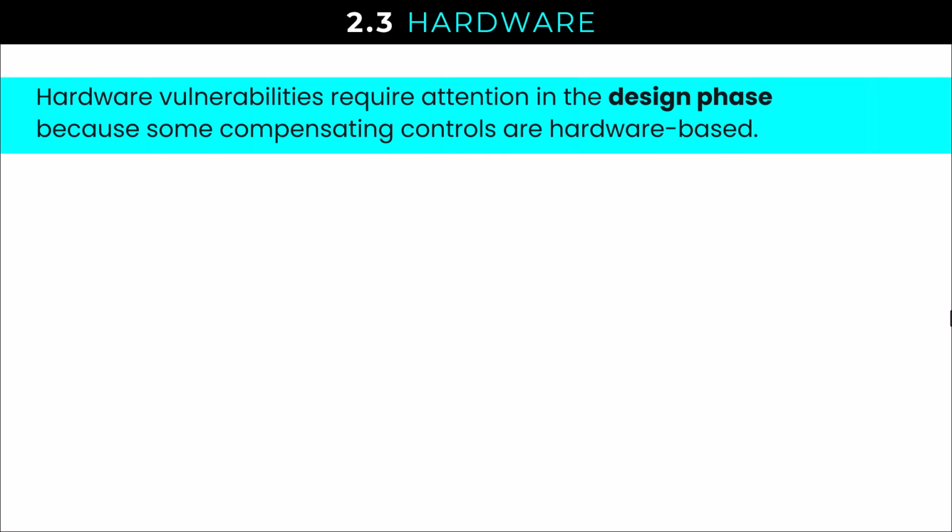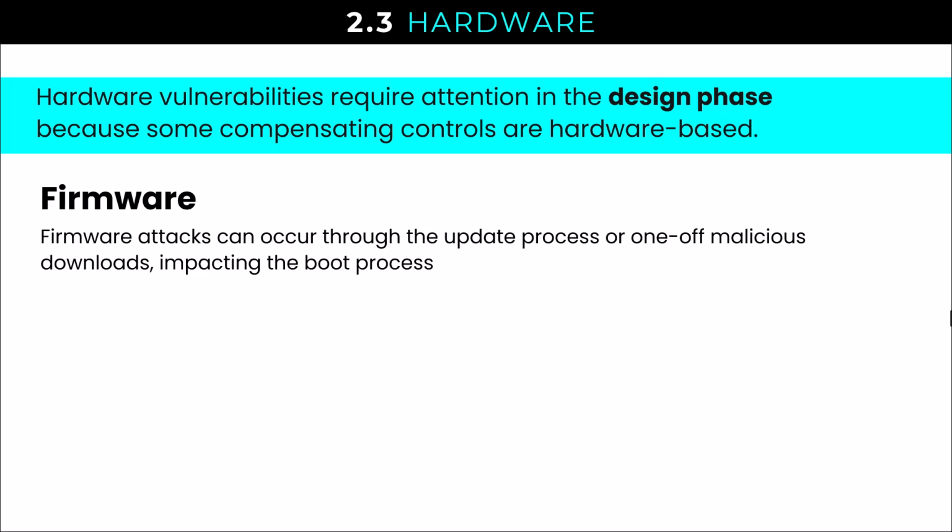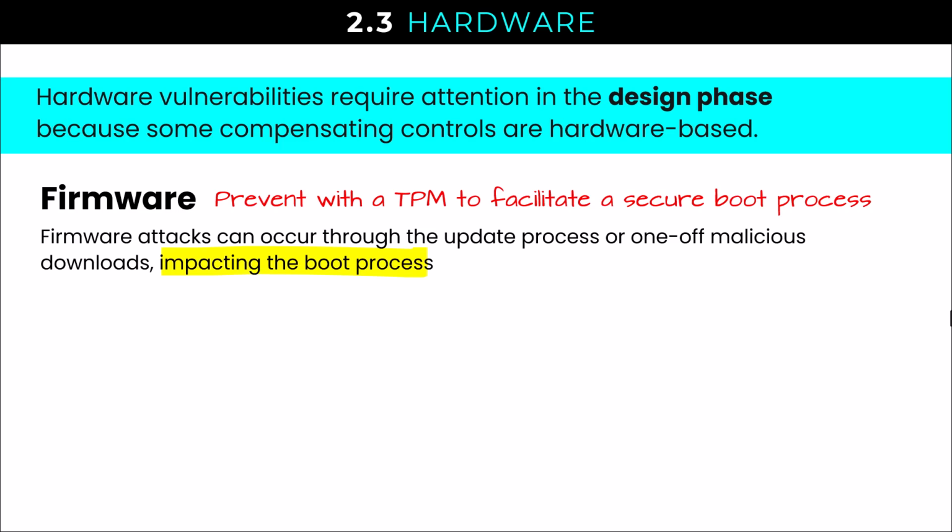And next we have the hardware category, and hardware vulnerabilities require attention in the design phase because some of your compensating controls are hardware-based. Firmware is a commonly attacked vulnerability, and firmware attacks can occur through the update process or one-off malicious downloads that impact the boot process. Good prevention here is a trusted platform module or TPM on the motherboard to facilitate a secure boot process, and we'll dig into the TPM elsewhere in this series.